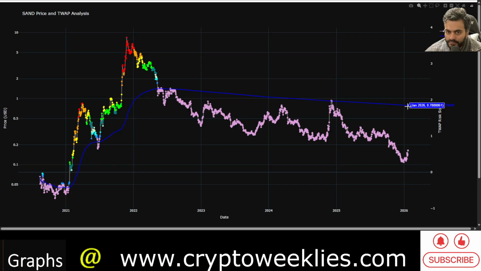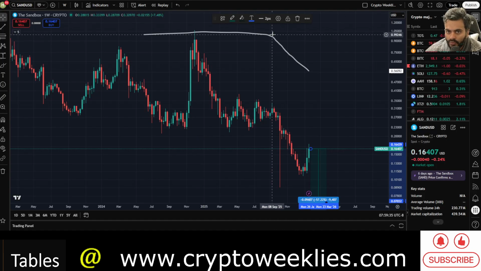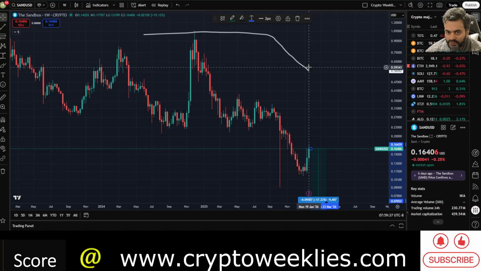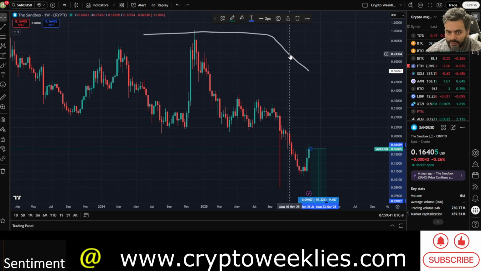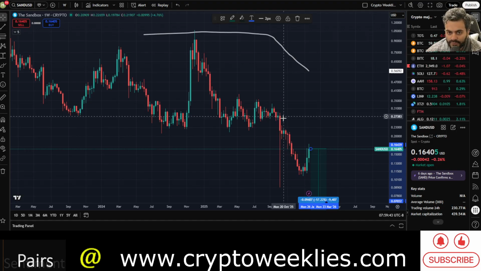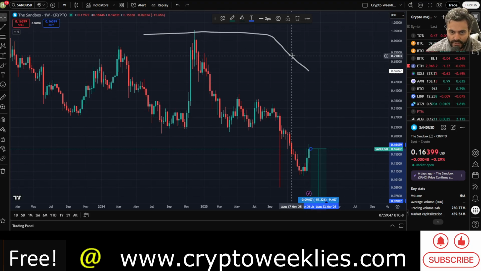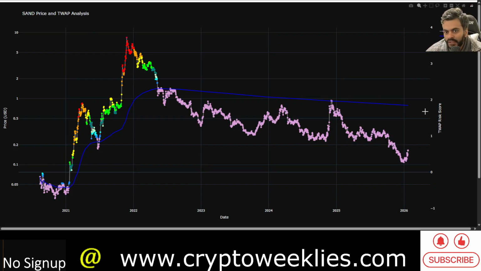This is where the 200-week simple moving average took off and had its first major decline, and then came to that 70-75 cents level before having a secondary decline in the later half of 2025. So the time weighted average price is definitely signaling that the price is lower than the time weighted average price, and has been lower than it.